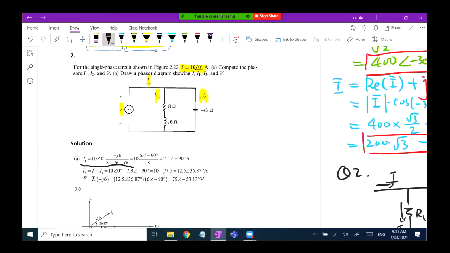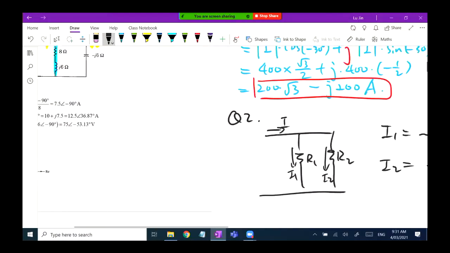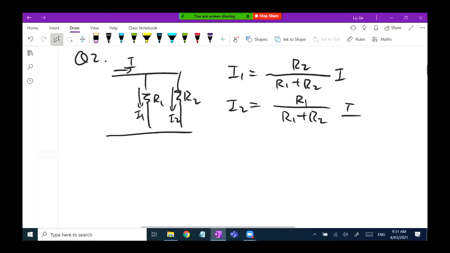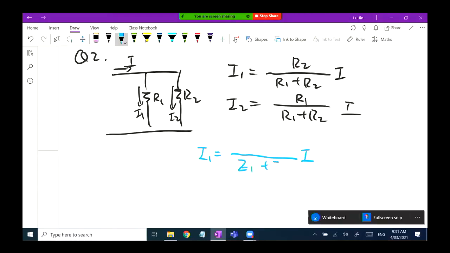Because I1 is the current going through the middle branch, for calculating I1, what we are doing is, I'm using blue anyway, I1 equals the fraction times I. At the bottom, it should be Z1 plus Z2. Now we are in the AC circuit, so we use the impedances of these two branches, okay? And on top, because I'm going to calculate I1, Z2 will be on top. So this is just the formula used for this question.